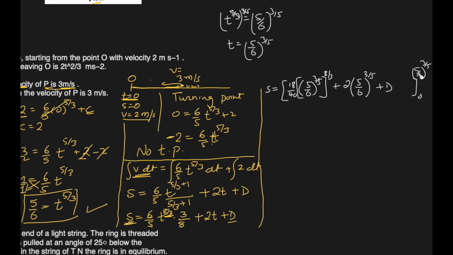Now if I substitute 0, this time will become 0, this one will become 0, this will become 0, so d has no significance in that case also, because d will subtract with d. So this is what we will get as an answer. So let me try to simplify. This will be 0.45, 18 divided by 40. This 3 and this 3 cancel, so 5 sixth over 8/5. And then plus 2 times 5 sixth to the power 3/5. Just put this in a calculator and you will get the displacement, which will also be the distance.